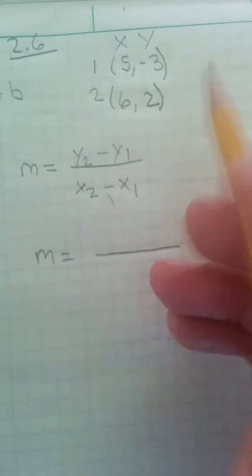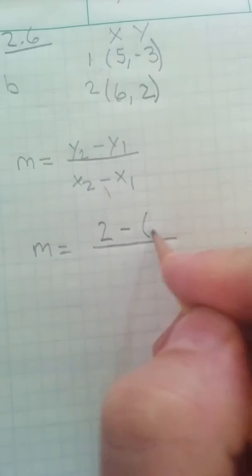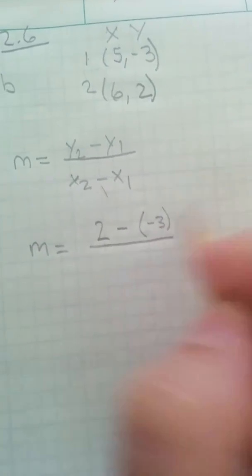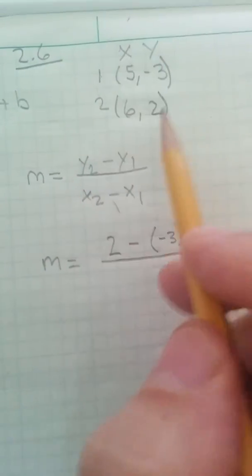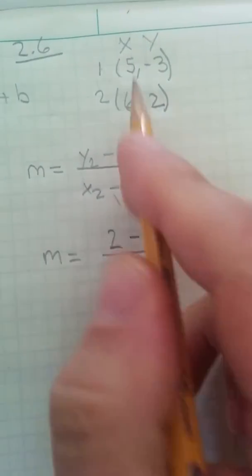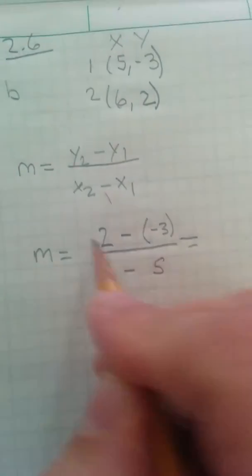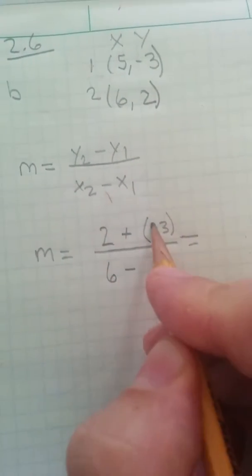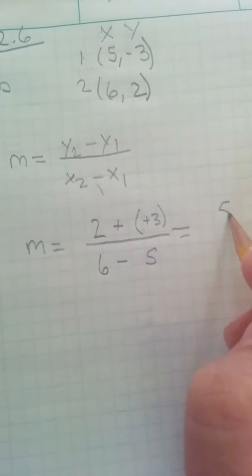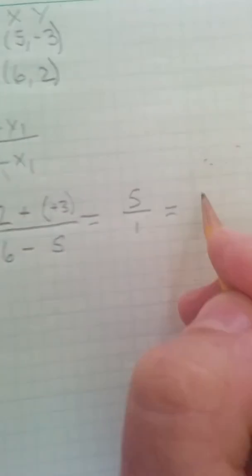So we got our y2 value, which is a 2, minus our y1 value, which is negative 3. Then we have our x2 value, which is 6, minus our x1 value, which is 5. So 2 minus negative 3, remember that's the same as adding, so it would be 5 over 6 minus 5 is 1. So we have a slope of 5.